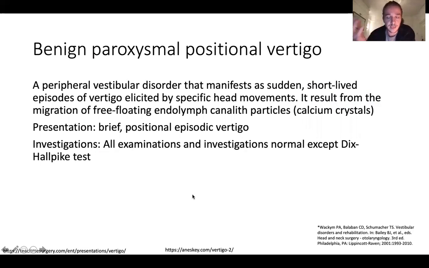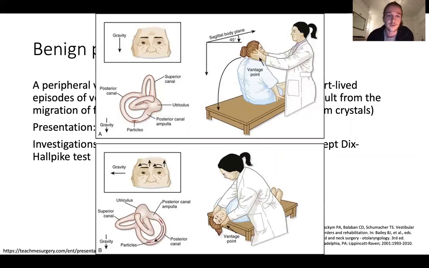And I remember that because D for diagnosis, because there's the Dix-Hallpike and there's the Epley maneuver, which always seem to come up in exams. Dix-Hallpike has a D for diagnosis. That's how you diagnose BPPV. So this is how they do it.